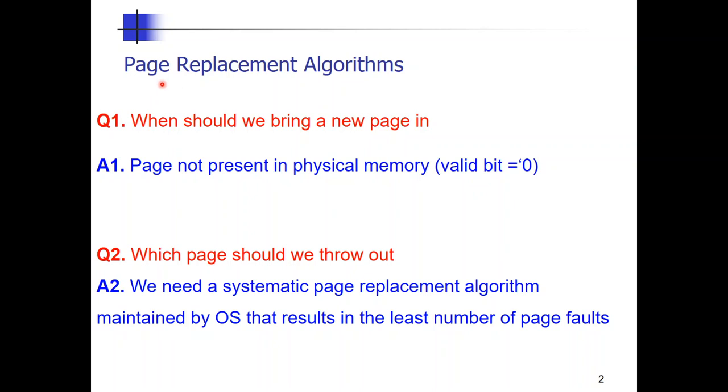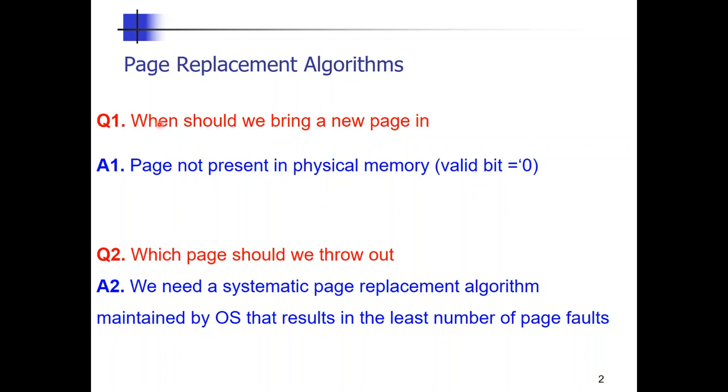So when we think of page replacement algorithms, we need to answer two questions to begin with. The first question is, when do we need to bring a new page into physical memory? And the other question is, which page should we throw out?